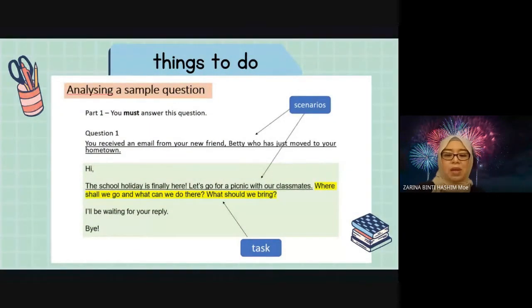The next important thing is the task. The task means what you have to do. There are actually three questions here. We have where shall we go? You need to answer that question. That means you need to give the place that you are going for a picnic, and you also need to describe the things that you can do there, the activities. And what should we bring? What are the things that you should bring for your picnic. Those are the three main ideas. So this is the sample question. Let's continue.